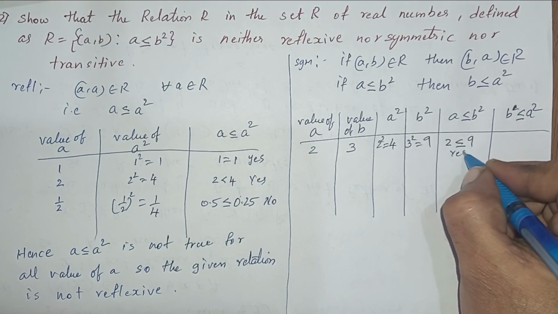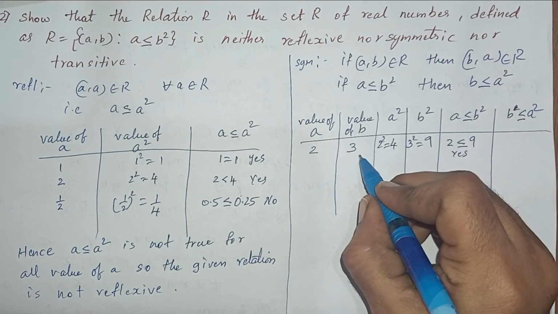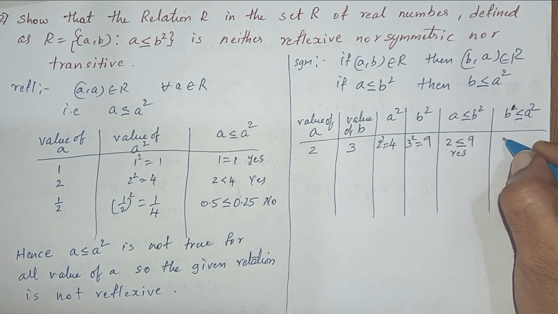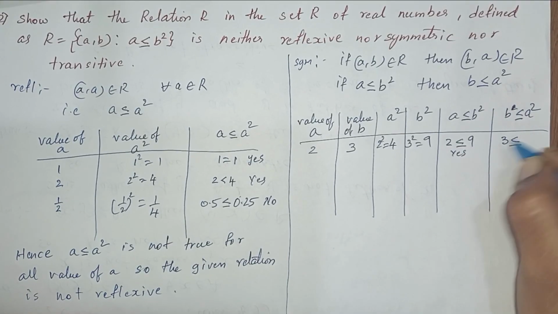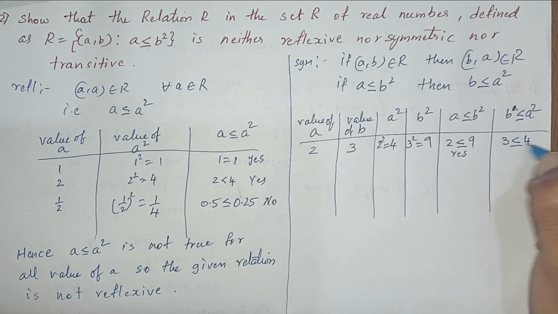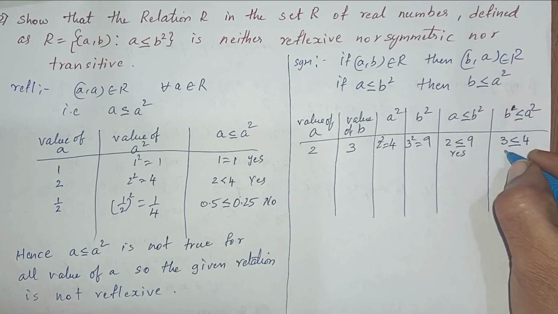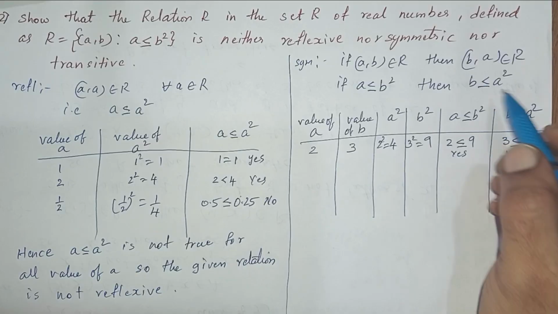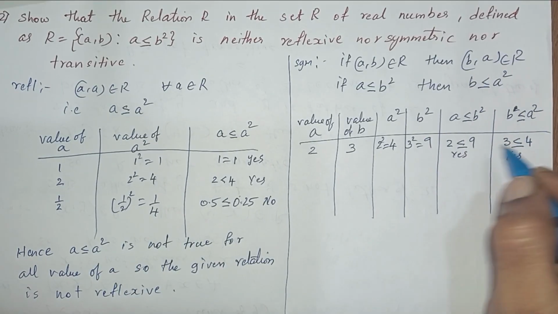Yes, of course, 2 is less than or equal to 9. So this condition satisfies, which means (2, 3) exists in the relation. Next, b is 3, and 3 is less than or equal to a squared. a squared is 4, and yes, 3 is less than 4. So (3, 2) also exists in the relation. So this condition satisfies for both.